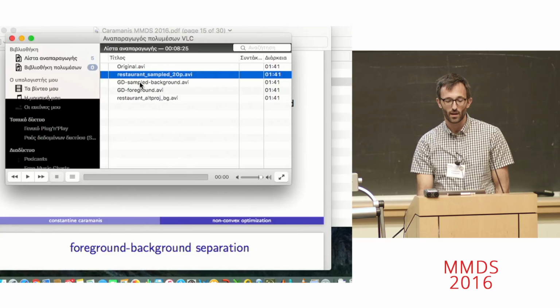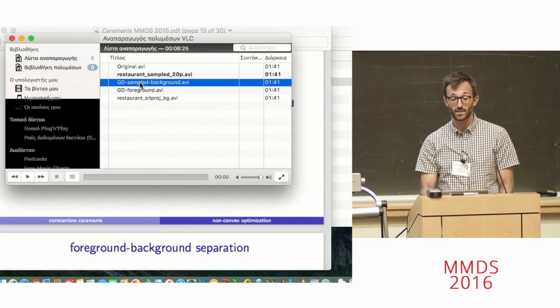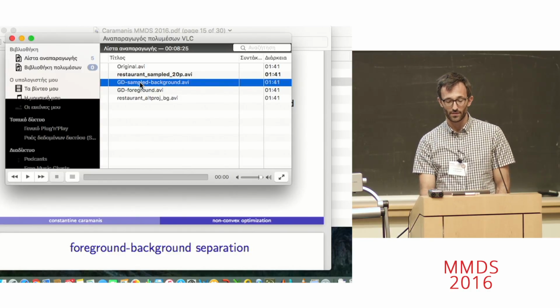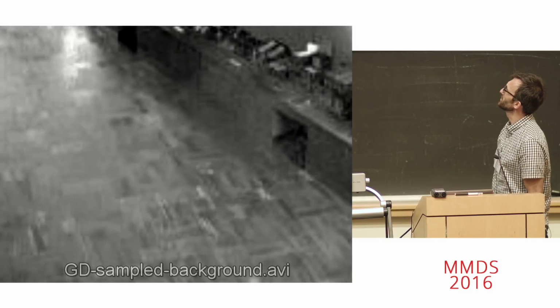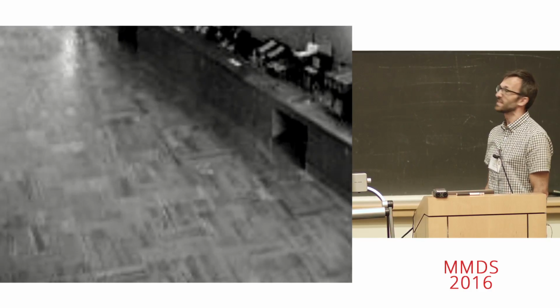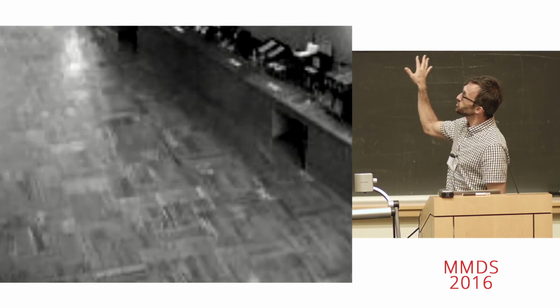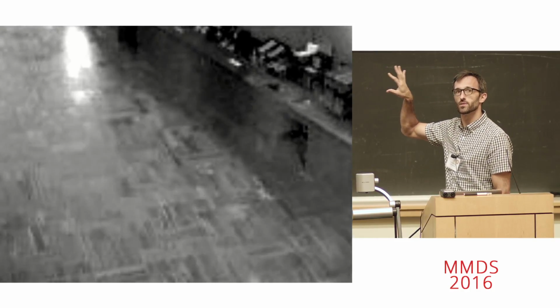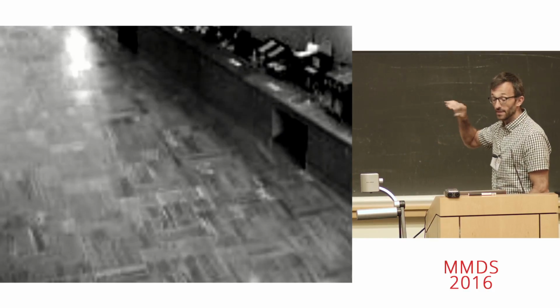So this is what we get as the background when we run this gradient descent on the sampled version. Okay, so you definitely see some artifacts there, but it's basically stripped away all the people. And I want to also note that I didn't play the whole video because it's about 1.5 minutes, but there's no frame in the original video that shows the entire background by itself. So there's always some part of the background that's obscured in the original video.